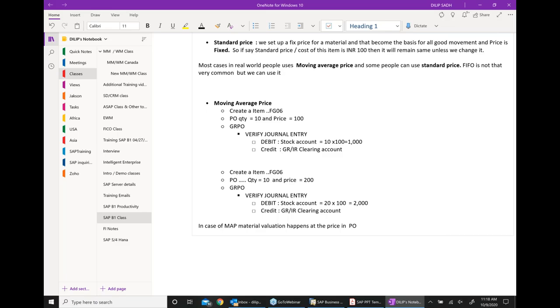And that is why most people use moving average, because it gives a real picture. When the price goes up, value goes up; when the price goes down, value goes down. So whatever is the price of the purchase, the system does the stock entry as per that price. That is what the system does in case of moving average price.